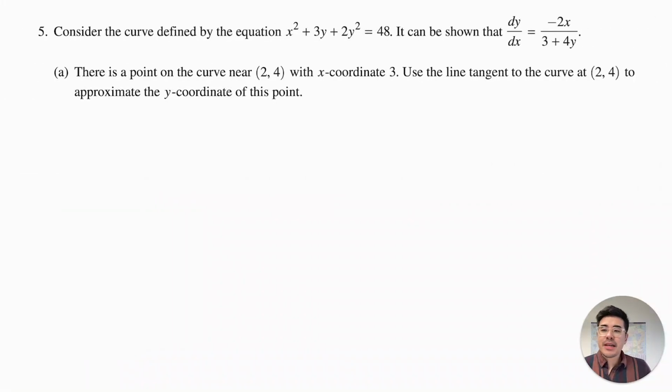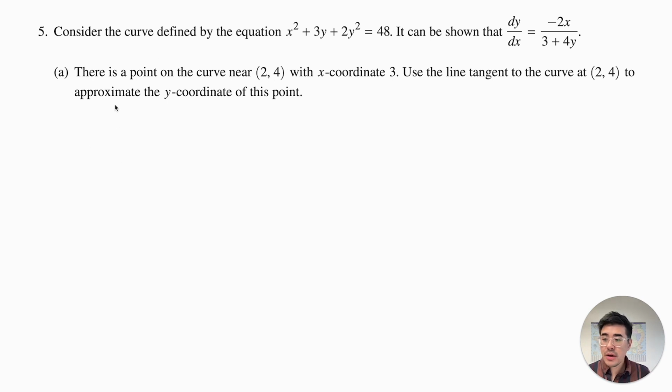Question 5 looks like an implicit differentiation / differential equations question. They give you the original function and then they also give you dy/dx, which is also known as the slope of the tangent line. Part A says there's a point on the curve near (2, 4) with x coordinate 3. Use a tangent line to the curve at (2, 4) to approximate the y coordinate of this point.